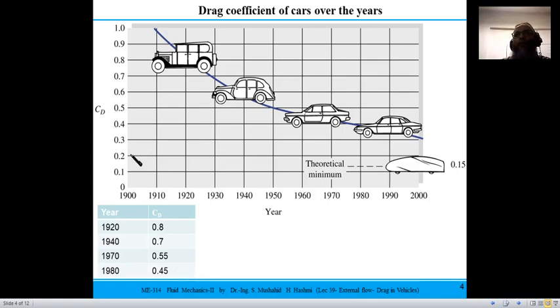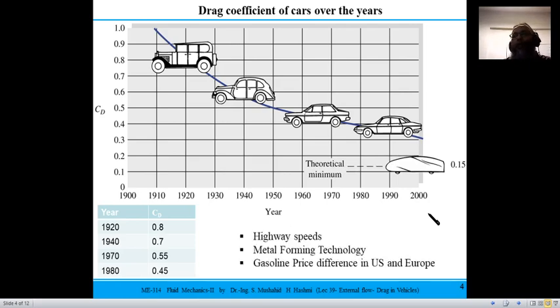The drag coefficients for recent cars differ depending upon different types of vehicles, and we're talking about passenger cars. So it is on the order of 0.3 nowadays, and for special vehicles like concept cars, it can go down to 0.1 and 0.15, on the order of that.